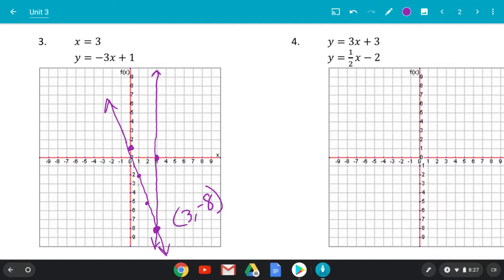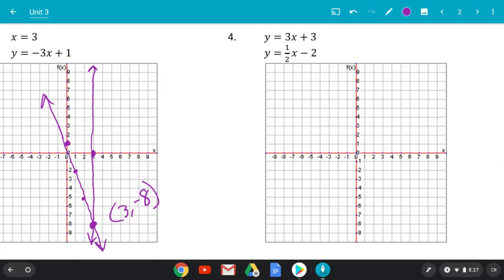Let's look at number 4. y equals 3x plus 3. What do I start with? Initial value, which is 3. Go up 3, 1, 2, 3, over 1. Up 3, 1, 2, 3, over 1. Or I could have gone down 3, left 1, down 3, left 1.